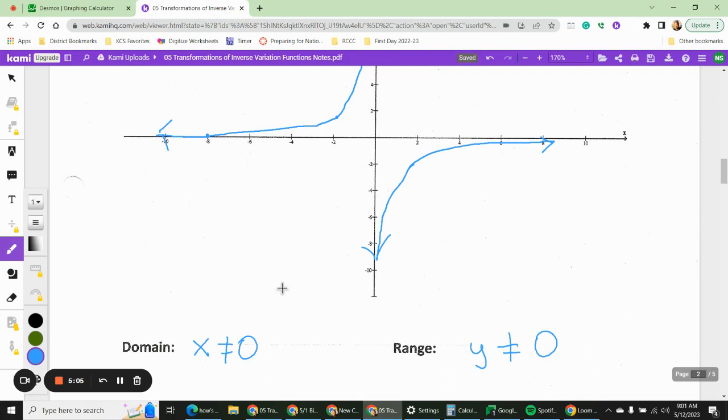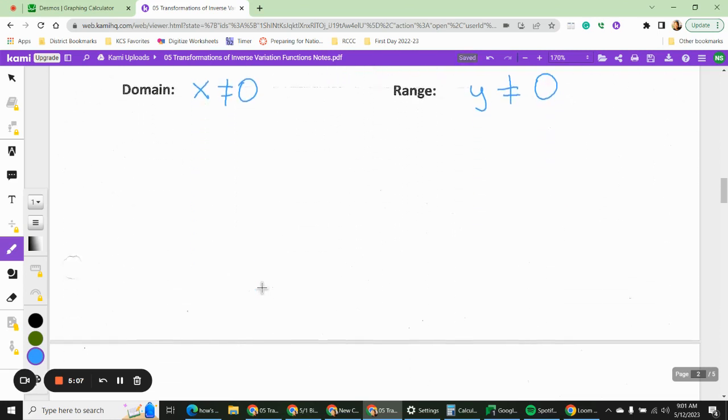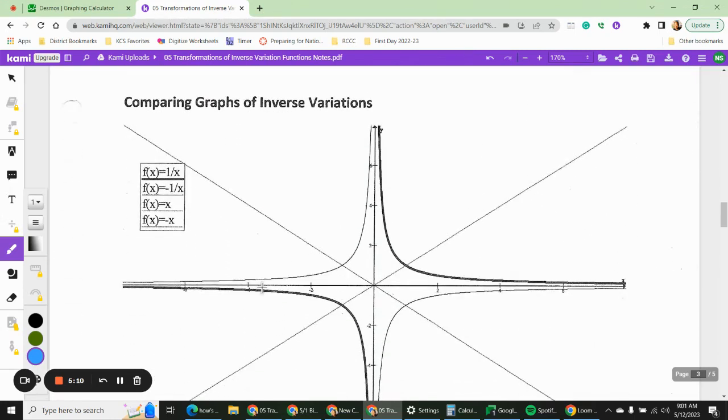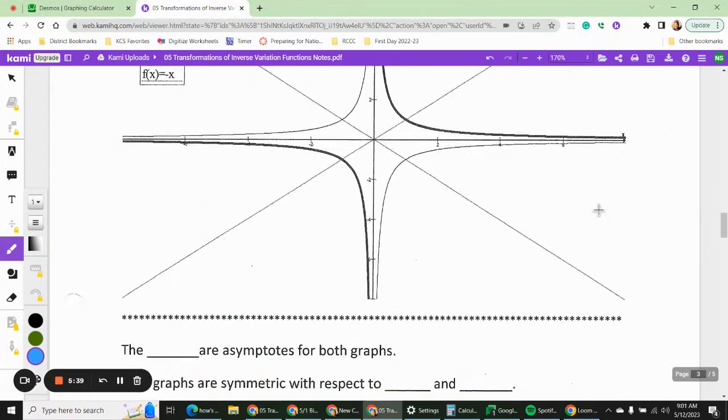So those are the big ideas of these types of graphs. Let's get into a little bit of details here. Now, what you'll see is the graph of y equals 1 over x is the bold graph. So that's the one in quadrant 1 and quadrant 3. The graph of negative 1 over x is in quadrant 2 and quadrant 4 over here. And then it has these diagonal lines, the graph of y equals negative x and the graph of y equals x. Those are lines of symmetry. We're about to talk about those.